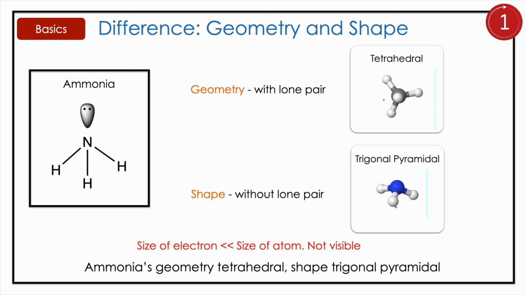Then the very important fact, the difference between geometry and shape. Here I have given the structure of ammonia. Ammonia has 3 bond pairs and 1 lone pair. If you want to say geometry, it is tetrahedral. If you want to say shape, it is trigonal pyramidal. Why? Because an electron is so small when compared to an atom, so it is not visible. So ammonia geometry is tetrahedral. Shape is trigonal pyramidal.